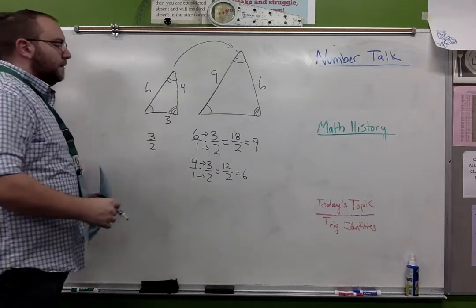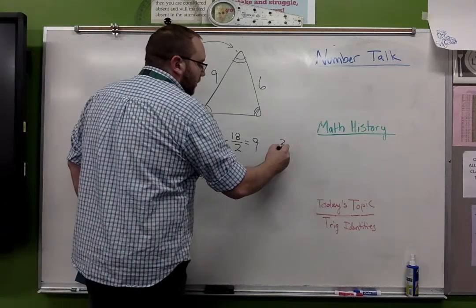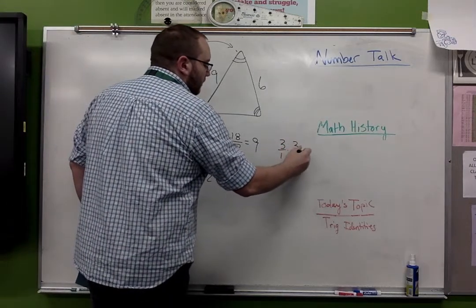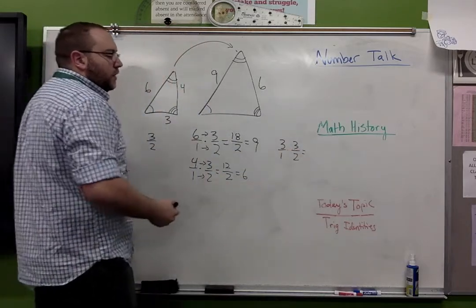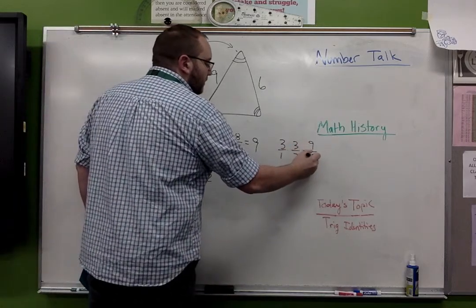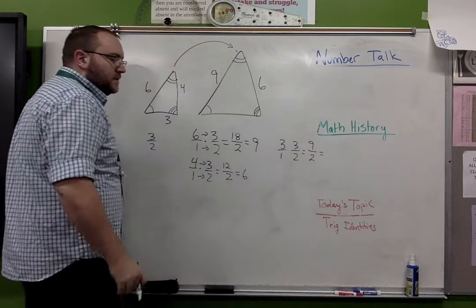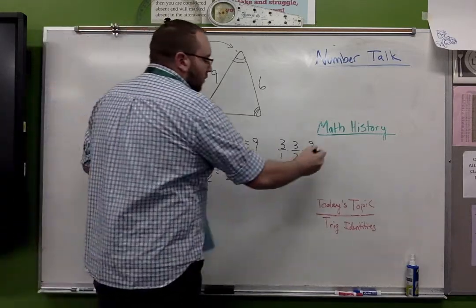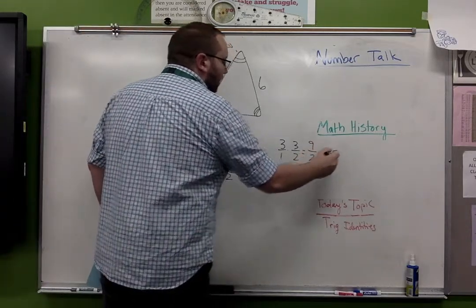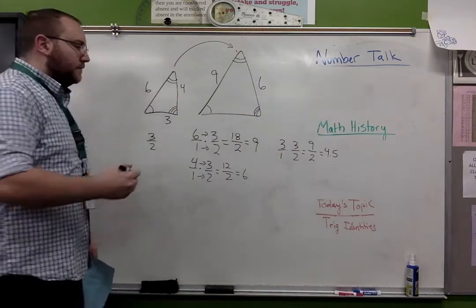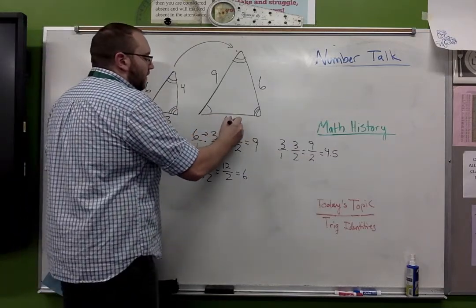Okay, let's try 3. So 3 times the scale factor. Multiply straight across. 3 times 3 is 9. 1 times 2 is 2. So 9/2, or written as a decimal, right? When we use length, we usually use decimals. 4.5.